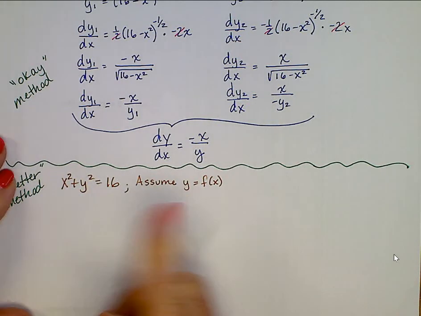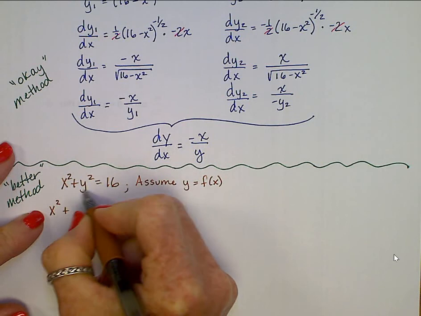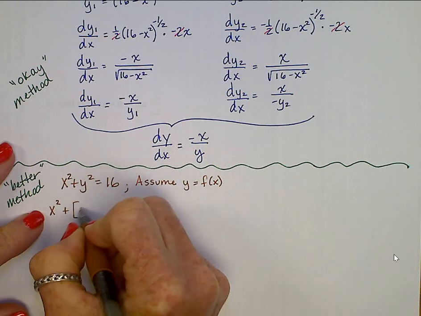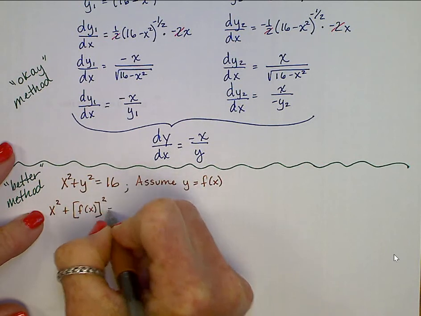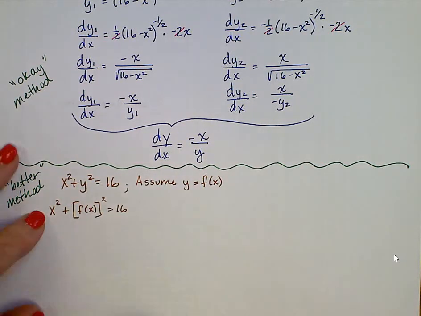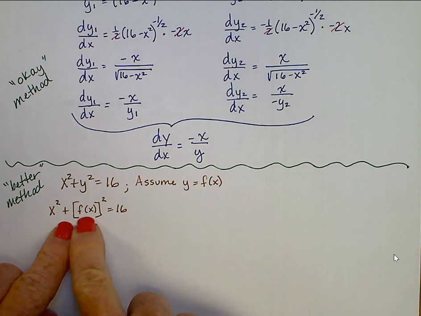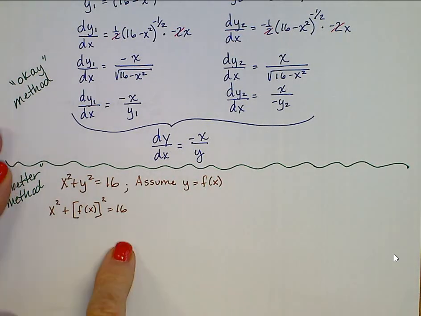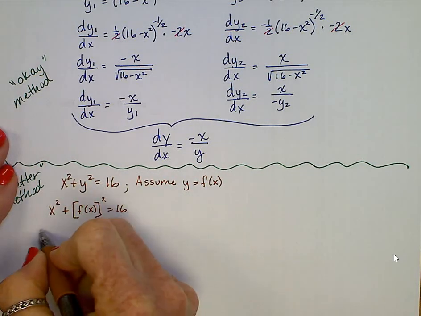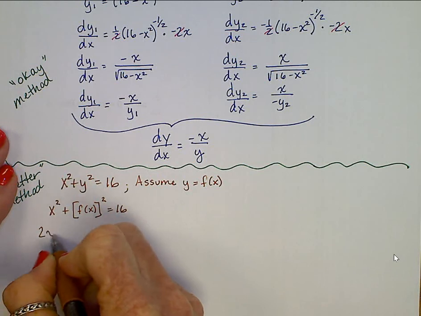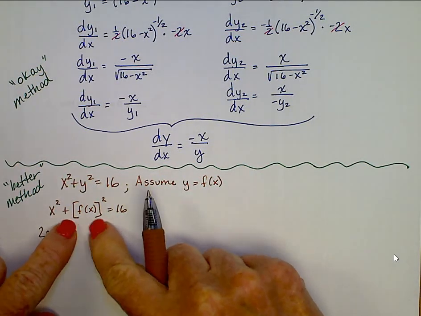So what we can do then is rewrite this y squared as some function of x squared, because y is some f of x, so I've replaced that y with f of x. Now we can do a derivative, and you've done things like this before. The derivative of this x squared is 2x plus, now this notation you should recognize, that's a chain rule.